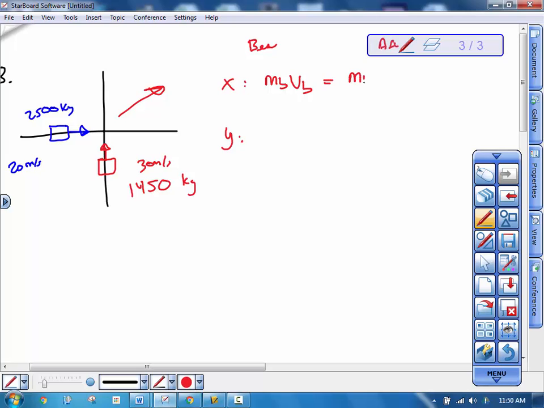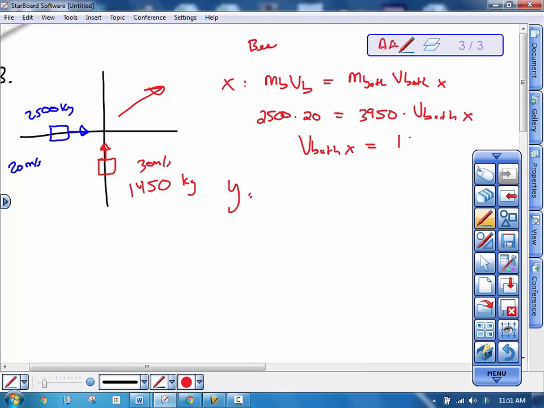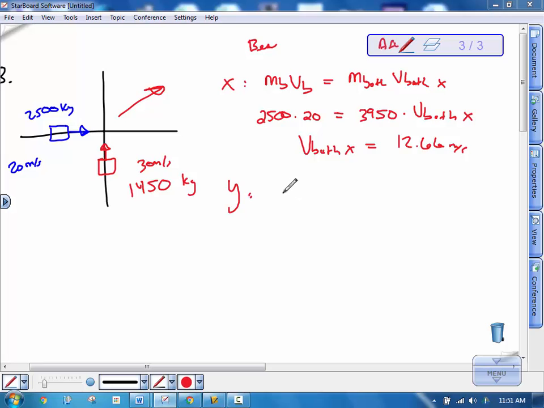And afterwards, I have the mass of both times the velocity of both in the x direction. Right? So I'm going to fill that out first. The mass, I'll fill that out for you. So this is the equation you get. Fill it all out, and you're solving for this one variable, the velocity of both in the x direction, which gives you 12.66 meters per second. So now we're going to do the same thing in the y. This time beforehand, all we have is the red. So we have the mass of the red times the velocity of the red beforehand. And then afterwards, we have the mass of both traveling off together times the velocity of both in the y direction.